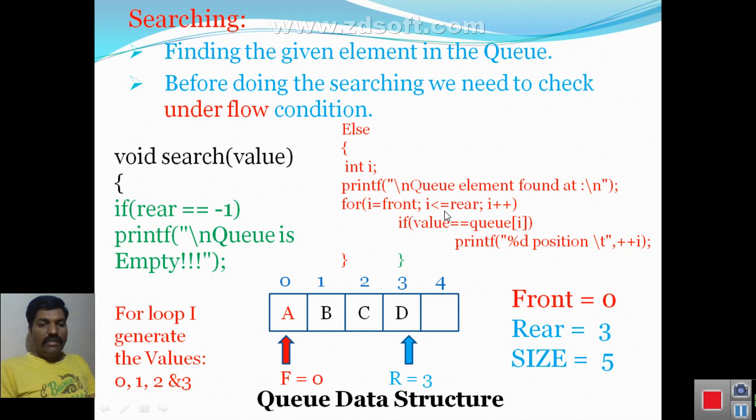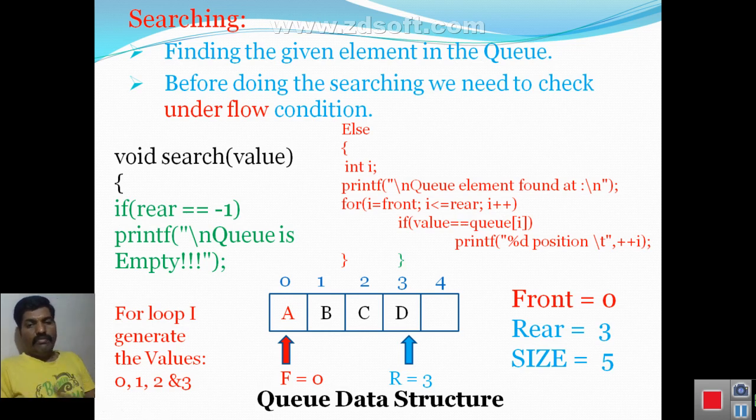Right now the i value is 1. D equal to q[1], which is B. D equal to B, condition failed, so the body of the if condition is not executed. Again incrementing, now i is 2. Condition is true, again checking: D equal to C, condition failed, so the body of the if is not executed. Again i++ increments to 3. Now the condition is checked.